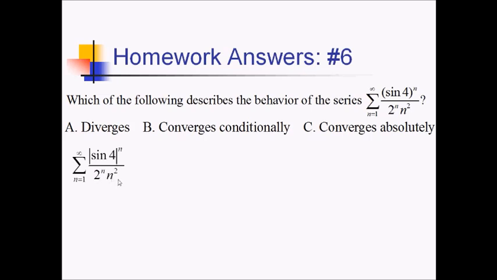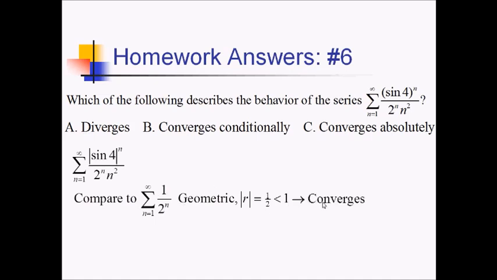So I'm just going to pick a comparison series that shows that this thing is converging. I have a choice between really 1 over n squared versus 2 to the n. 2 to the n is a faster growing denominator, so I'm going to pick that for my comparison. So I'm going to compare this to 1 over 2 to the n, which is a geometric series with an absolute value common ratio of 1/2. Since that is less than 1, I very quickly show that my comparison series converges by the geometric series test.